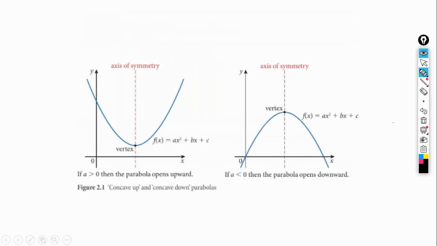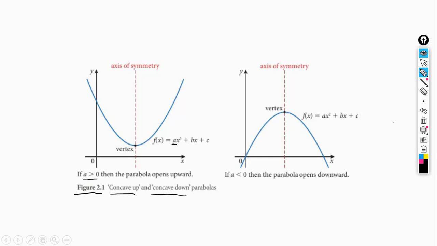In the next slide, you're going to find figure 2.1, where we see a concave up and a concave down parabola. To the left, we see that if the value of a is positive or greater than 0, then the parabola opens up. We mean this a here. So if this a is positive, the parabola is concave up. Notice that we would have a vertex which would represent the minimum of the parabola or the function and an axis of symmetry.